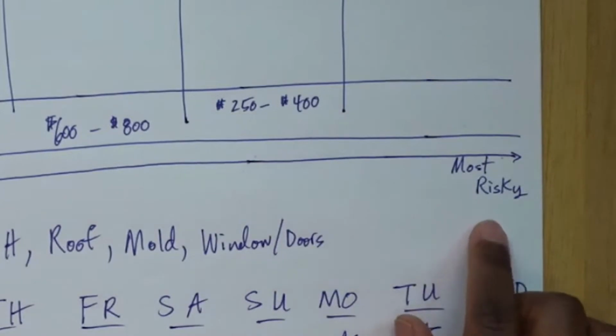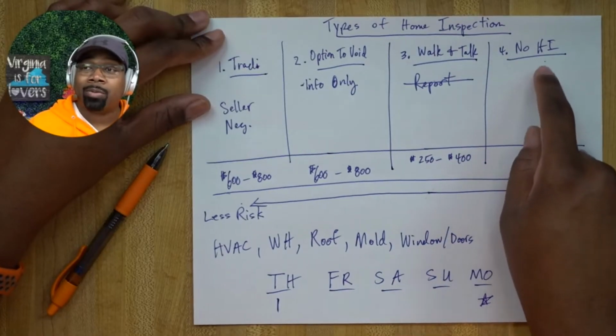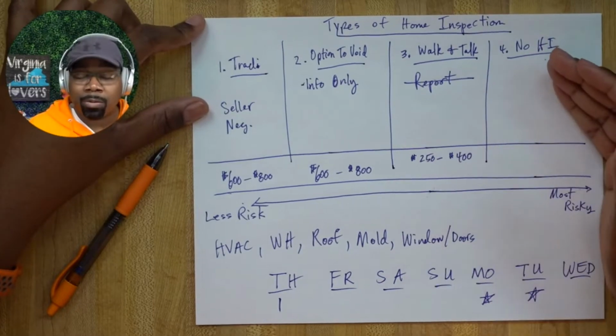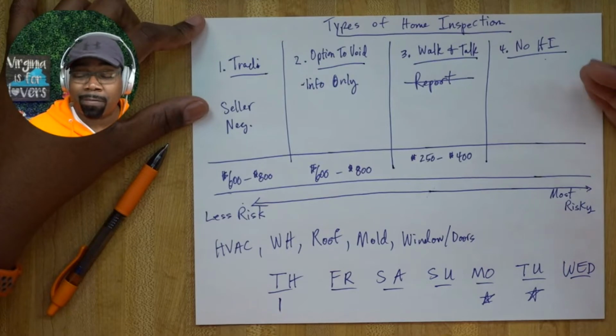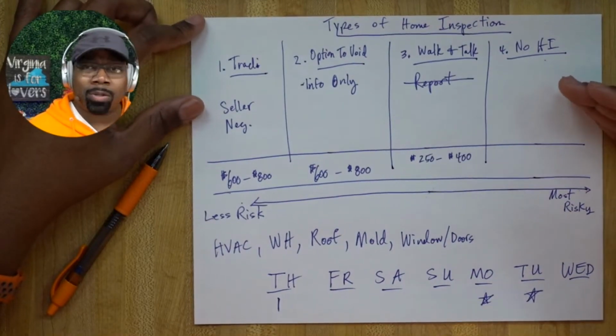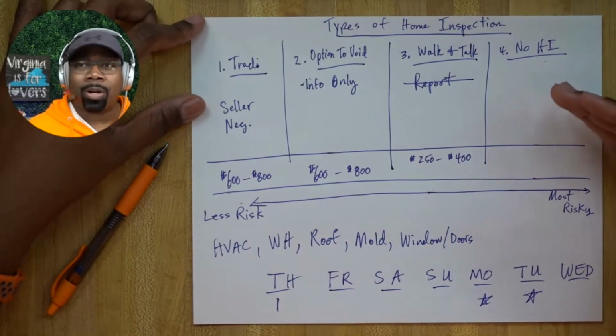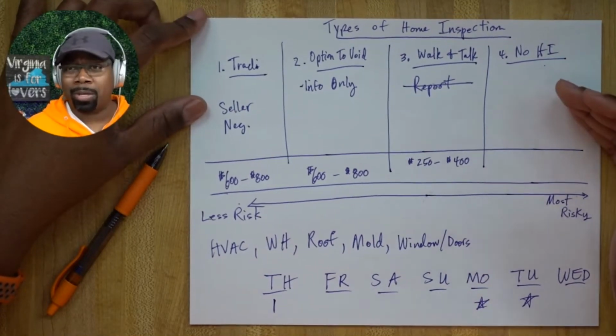Then we have no home inspection whatsoever. This is super risky. This is the most risky thing, and we do not recommend you ever buy a house without getting a home inspection. There's a couple reasons why. Number one, even if you've seen the property, you've only been in the property for what, 15 minutes maybe? 15 minutes isn't enough time to be able to assess whether or not you are making a good decision on a $500,000 or a $700,000 or $1.4 million property, right?